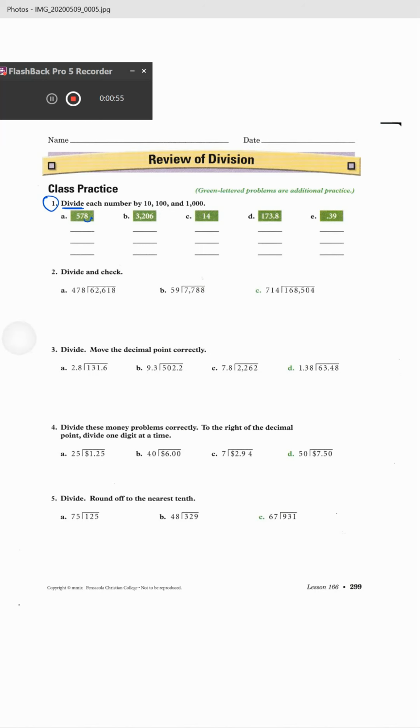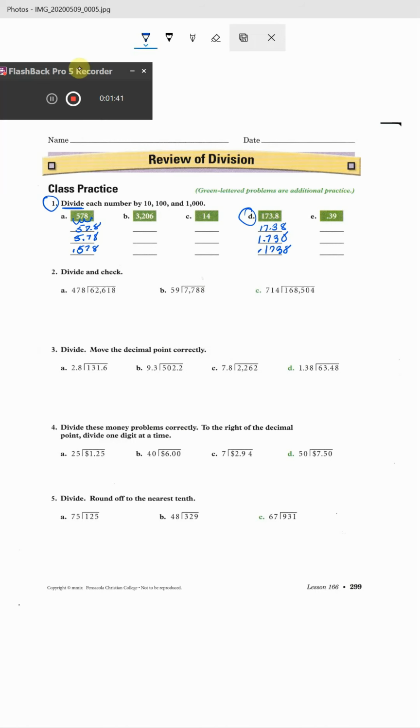If you're dividing by 10, you move the decimal over once. Dividing by 100, you move it over twice. Dividing by 1000, you move it over 3 times. So move it over once and you have 57.8. Move it over twice. Move it over 3 times. Let's run over here to that D. If we move it over once to the left to divide by 10, it's now 17.38. Twice, and 3 times.